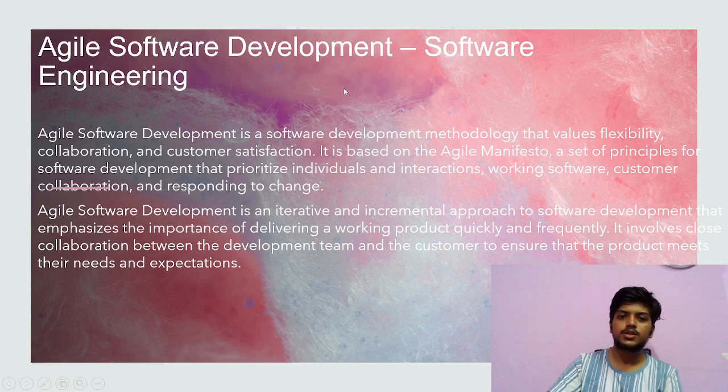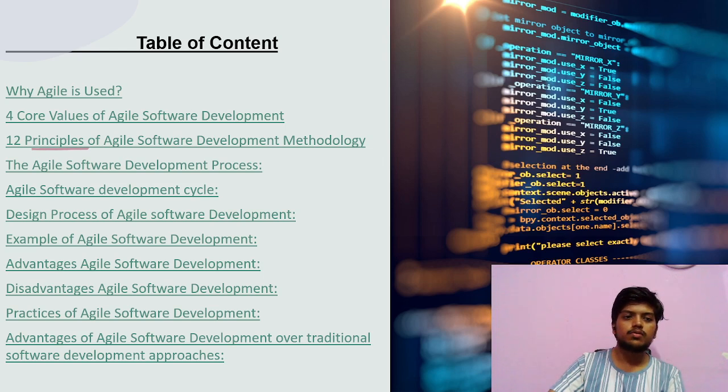Agile software development is a customer-centric software development methodology that values flexibility, collaboration, and customer satisfaction. It is based on the Agile Manifesto, a set of principles for software development that prioritize individuals and interactions, working software, customer collaboration, and responding to change. Agile is an iterative and incremental approach that emphasizes the importance of delivering a working product of quality frequently, involving collaboration between the development team and the customer to ensure that the product meets their needs and expectations.